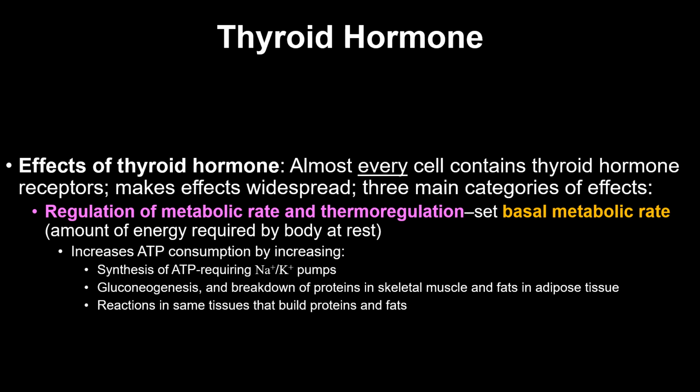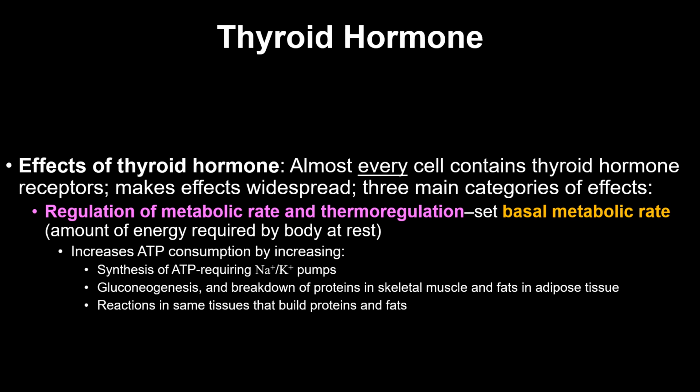The first one is regulation of the metabolic rate and thermoregulation. Now, thyroid hormones are going to be what sets the basal metabolic rate, and this is basically the minimum amount of energy required by the body to carry out all of its resting reactions. And the hormones accomplish this in several ways. Increase ATP synthesis for sodium-potassium pumps, which then raises the amount of ATP that the cell consumes.